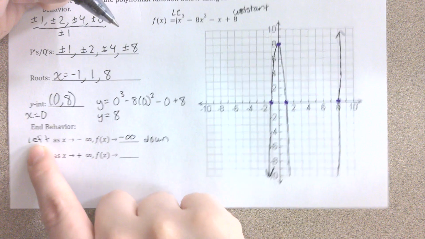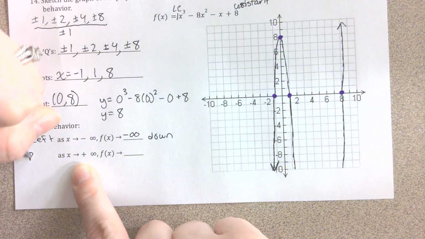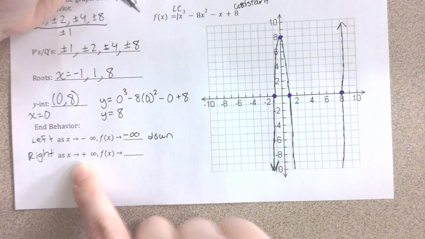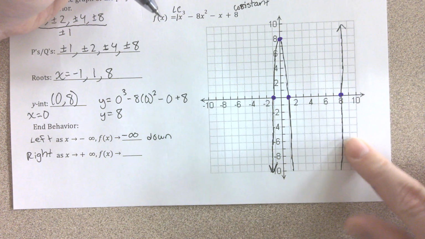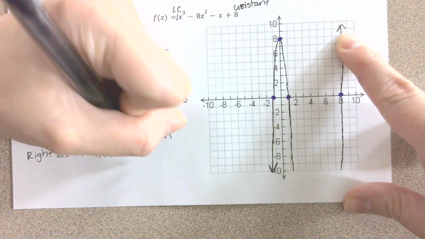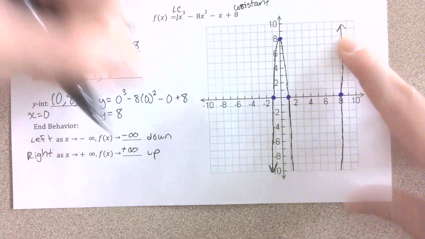And then if this is the left side, positive infinity is the right side. So as we look at the right side of the graph, where is it going? That's what it's saying. The right side of the graph is going up. So it's going to positive infinity.